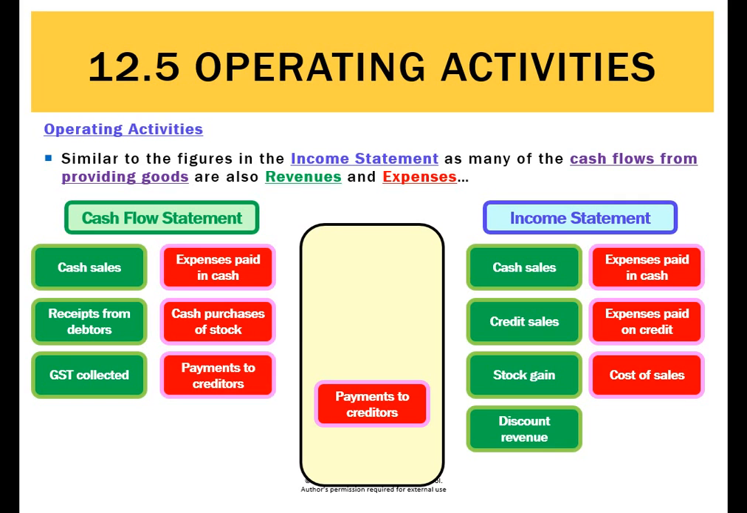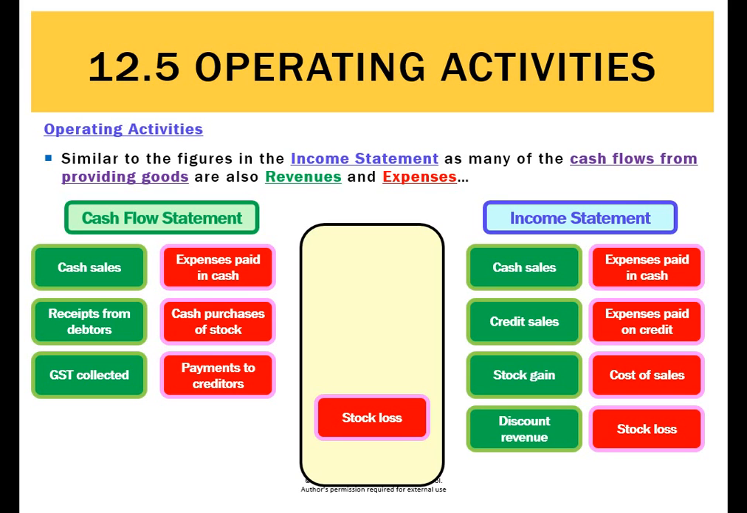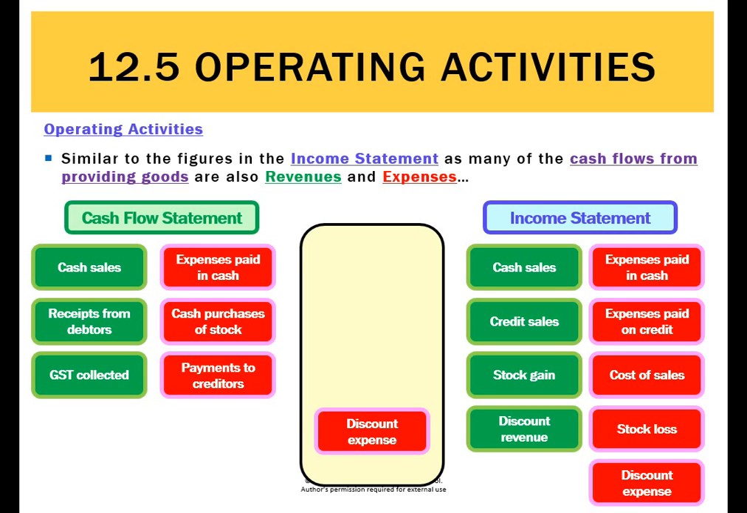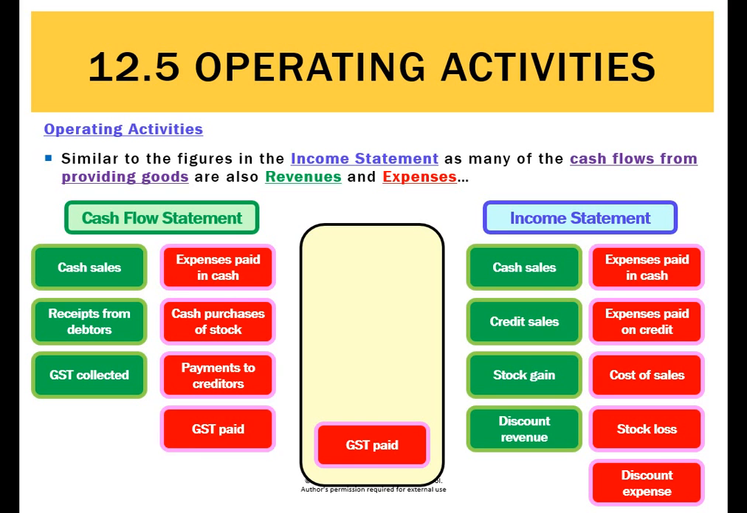Paying creditors back, that's a cash outflow, but it's not an expense, so it doesn't go in the income statement. Stock loss, that is going to be an expense, but it's not a cash flow. The business doesn't lose money from it. It's just that the stock is missing. A discount expense, that is an expense, but it's not a cash flow. It's cash that we've foregone. So it's not like we've actually paid money to a debtor. It's just that we've gotten less money from them. So that is not a cash outflow. GST paid, so the business has paid its GST. That's an outflow to do with the day-to-day running of the business. But that's not an expense, so it wouldn't go in the income statement.